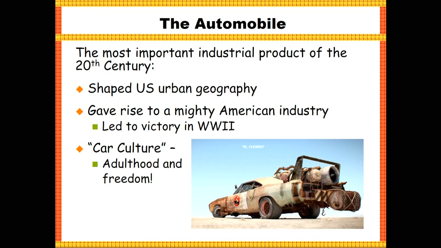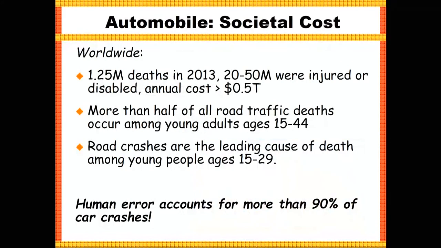The automobile shaped the US economy. It shaped US geography. It gave rise to US industry that made the United States a superpower. And you have to think how many movies describe the automobile as a symbol of freedom and adulthood. And this is all going to change because of the automation of the car.